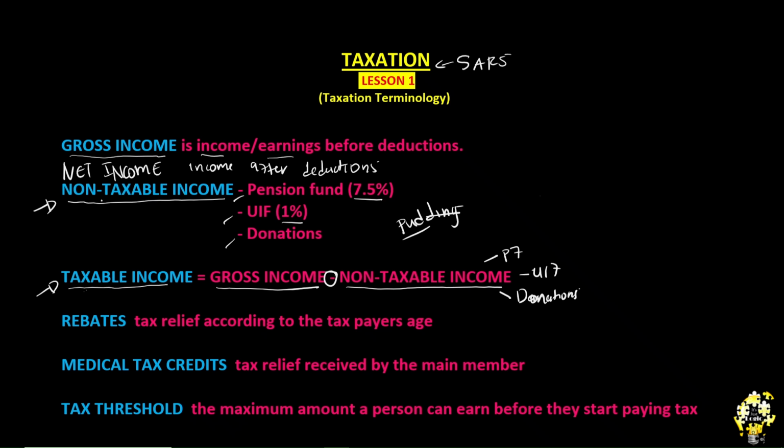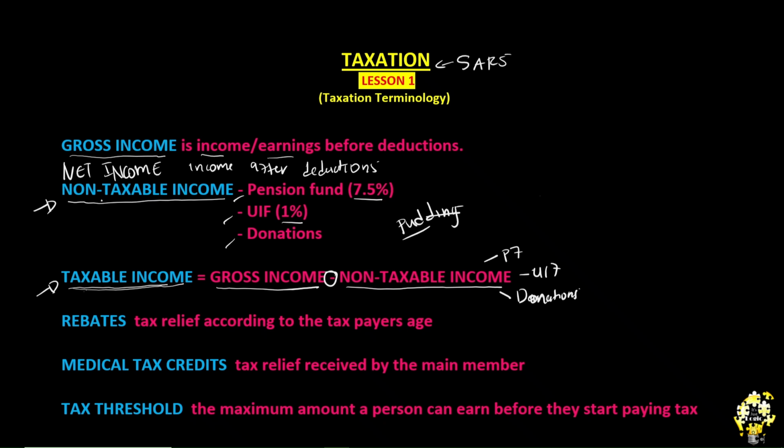And then when you take your gross income, you subtract your pension fund, UIF, or donations, however they would have been given to you, you are remaining with what is called a taxable income. This is the income that you can therefore use on your tax table. Why? Because this is the income that the government is interested in.